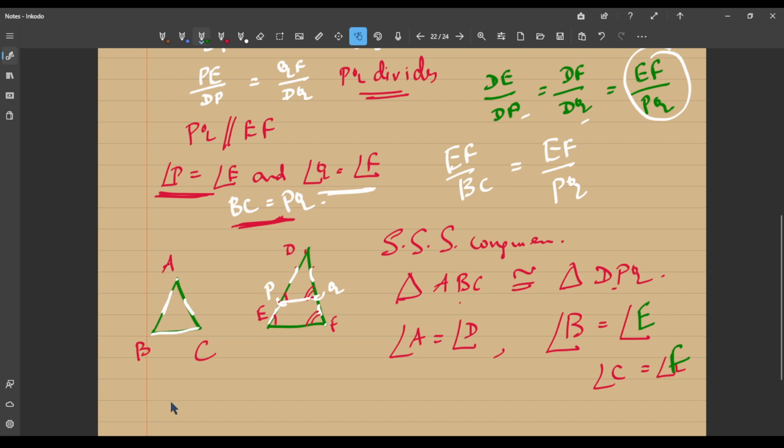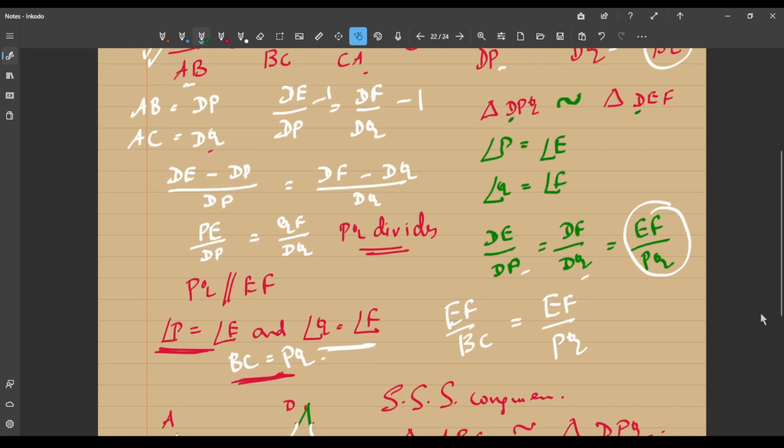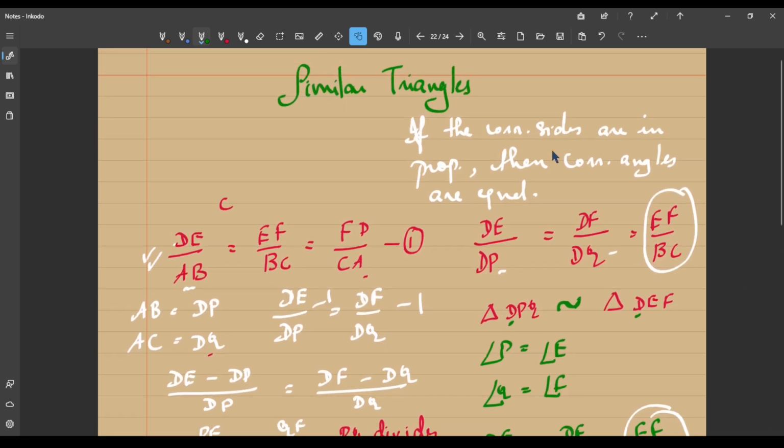So look at this, we have ABC and DEF. Now we are talking about these two triangles, triangle ABC and triangle DEF. We know that all the corresponding angles, B is equal to E and C is equal to F, they are equal. So the two triangles are similar. The corresponding angles are equal is what we wanted to prove. We started off with the corresponding sides are in proportion. That is this. And now we have proved that the corresponding angles are equal.